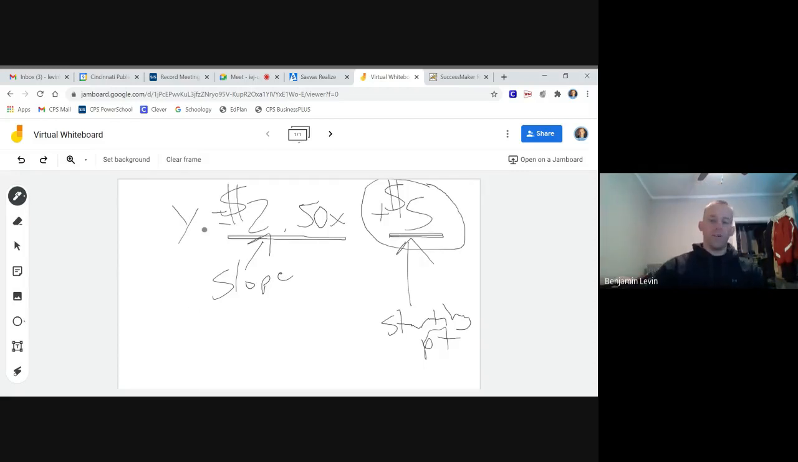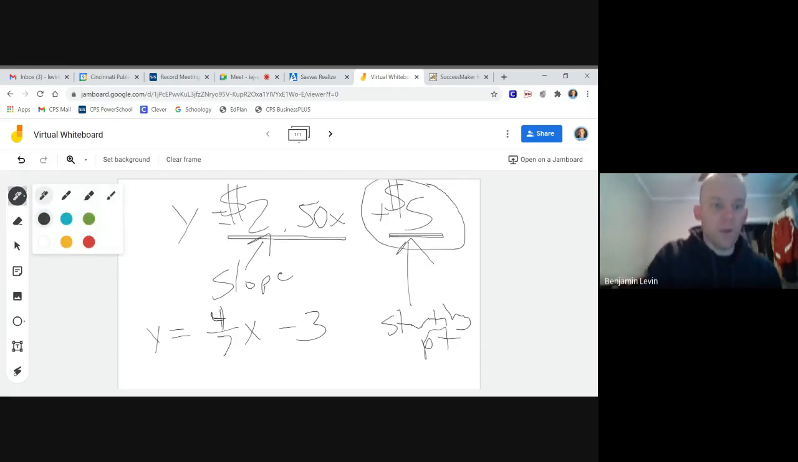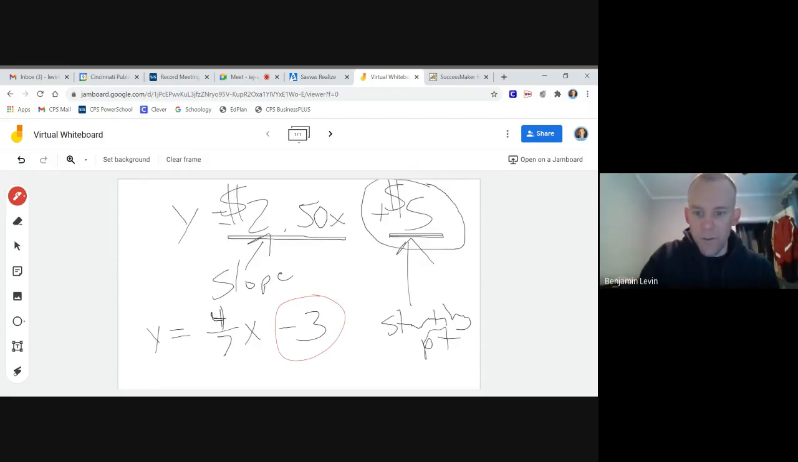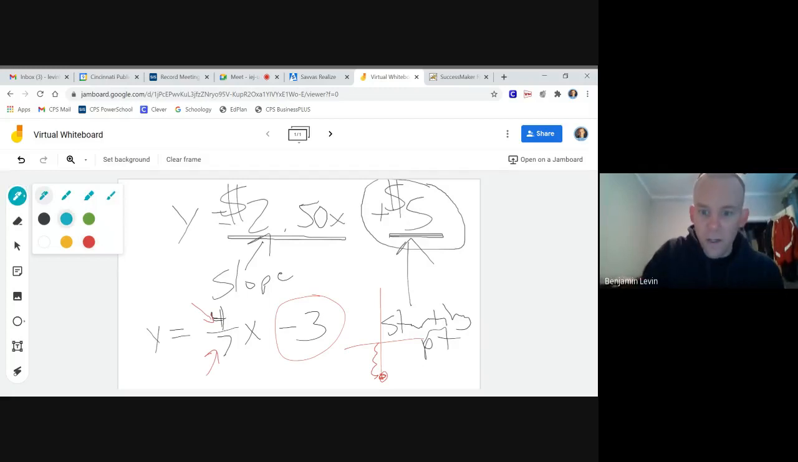Like if I gave you on Delta Math y equals 4 over 7x minus 3, you knew right away by the end of the week what to do. Minus 3 is my starting point. So on my graph, I'm going to go down 1, 2, 3 spaces and put my point. Then my rise is 4 and my run is 7, so I go up 1, 2, 3, 4, and over 7, 1, 2, 3, 4, 5, 6, 7, and put my second point right here and connect the dots. You all know how to do that.